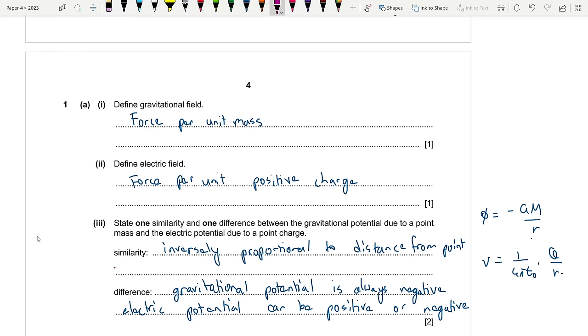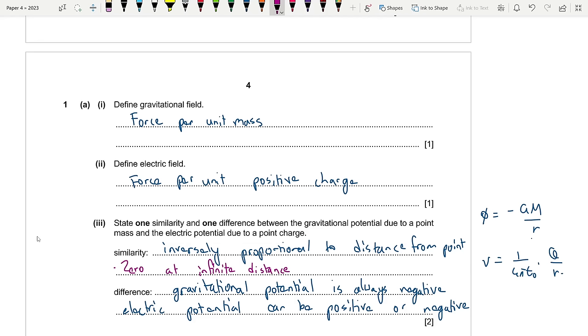Both of them are 0 at infinity. So 0 at infinite distance. And there is another similarity.